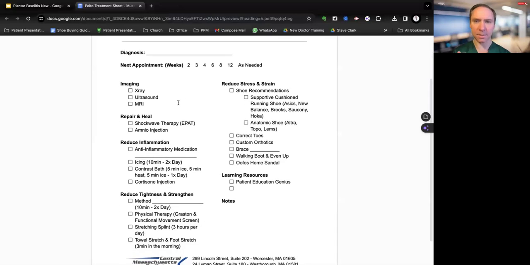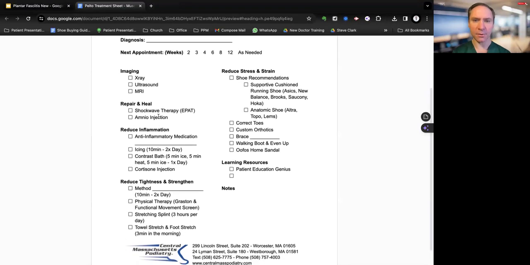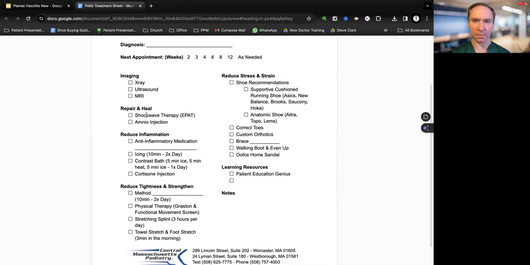Now, some things you should consider if you're going to be treated for your plantar fasciitis. You're going to need some imaging. We always start with X-rays, and then usually at the second visit, I'll do an ultrasound. And then potentially, if you're unsure what's going on, you're going to get an MRI. There are different categories I like to focus on, and I'll explain this a little bit more in the presentation, but we want to help repair and heal the tissue. You want to reduce inflammation. You want to reduce tightness and strengthen, and then you want to reduce stress and strain in your foot.